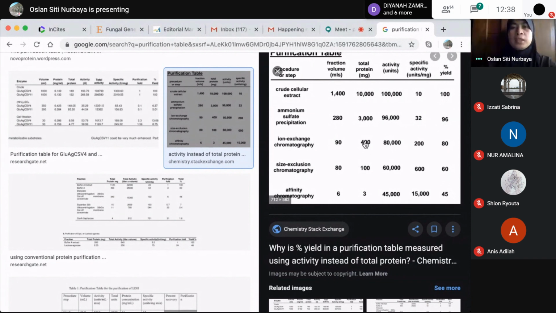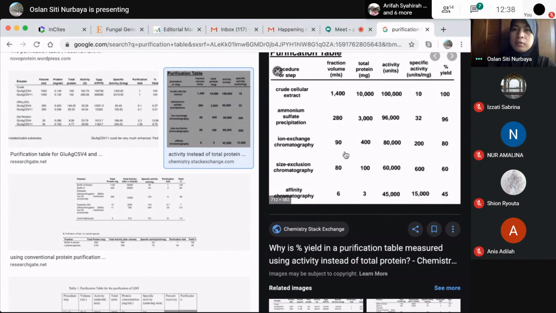Okay? So if you cannot do affinity chromatography, then maybe this will be the last step. But still, whether you want to proceed with the next step or not depends on the purity of your protein, which you have checked using native or SDS PAGE. If it is still not pure, then you need to consider adding more steps.